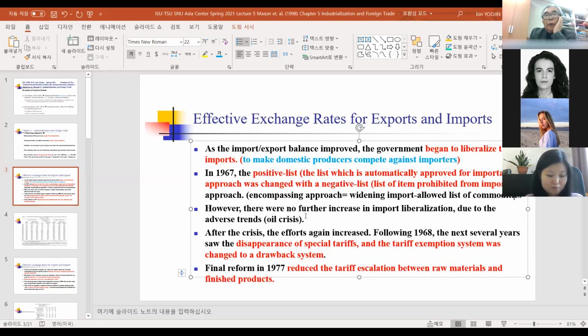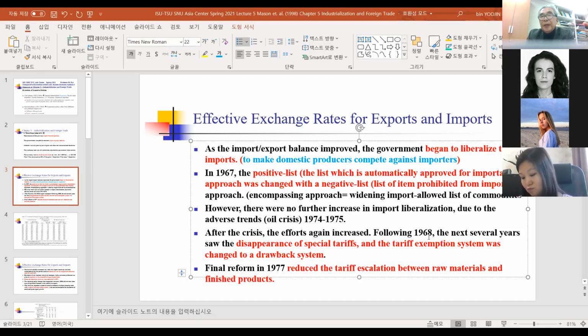However, there was no further increase in import liberalization due to adverse trends, probably around 1974. They could not afford further liberalization because they had to pay high oil bills. In other words, they were running short of foreign reserves after the oil crisis. After the oil crisis, the efforts again increased.